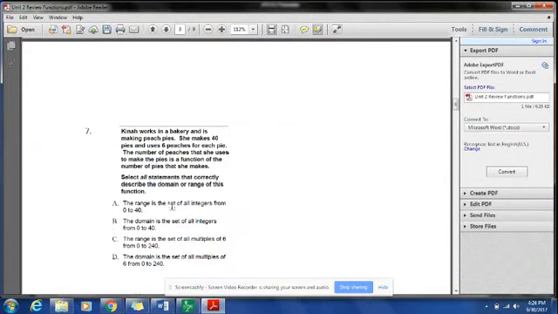Okay, so option A, the range is the set of all integers from 0 to 40. No, that was our domain. B, the domain is the set of all integers from 0 to 40. Yes, that is one of our answers. C, the range is the set of all multiples of 6 from 0 to 240. That is another answer. D, the domain is the set of all multiples of 6 from 0 to 240. Nope, that was the range.